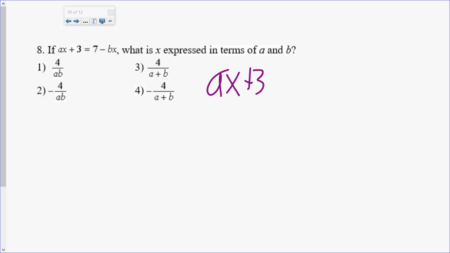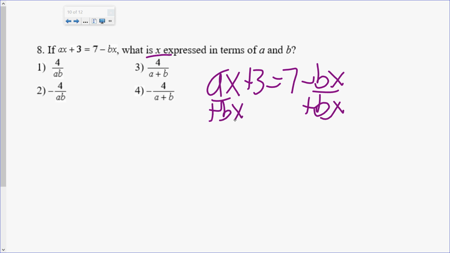ax plus 3 equals 7 minus bx. So it wants me to solve for x. Fractions, no. Parentheses, no. Combine like terms, no. Bring all x to one side. Yes, I do have to bring all the x's to one side because I have an x on both sides. So I'm going to add bx to both sides. ax plus bx plus 3 equals 7.